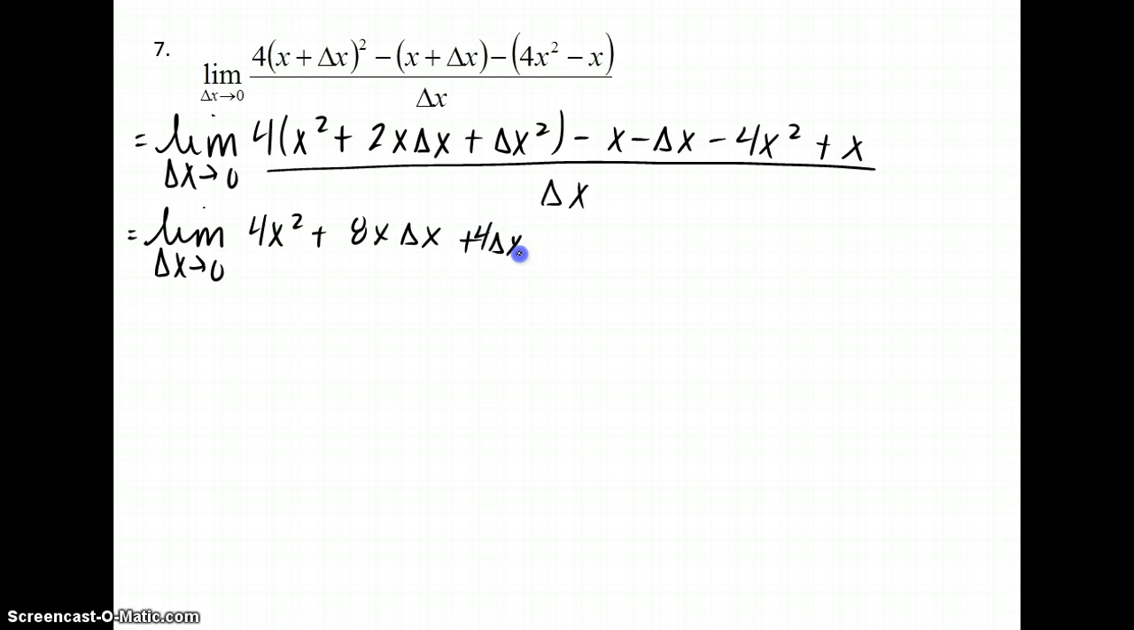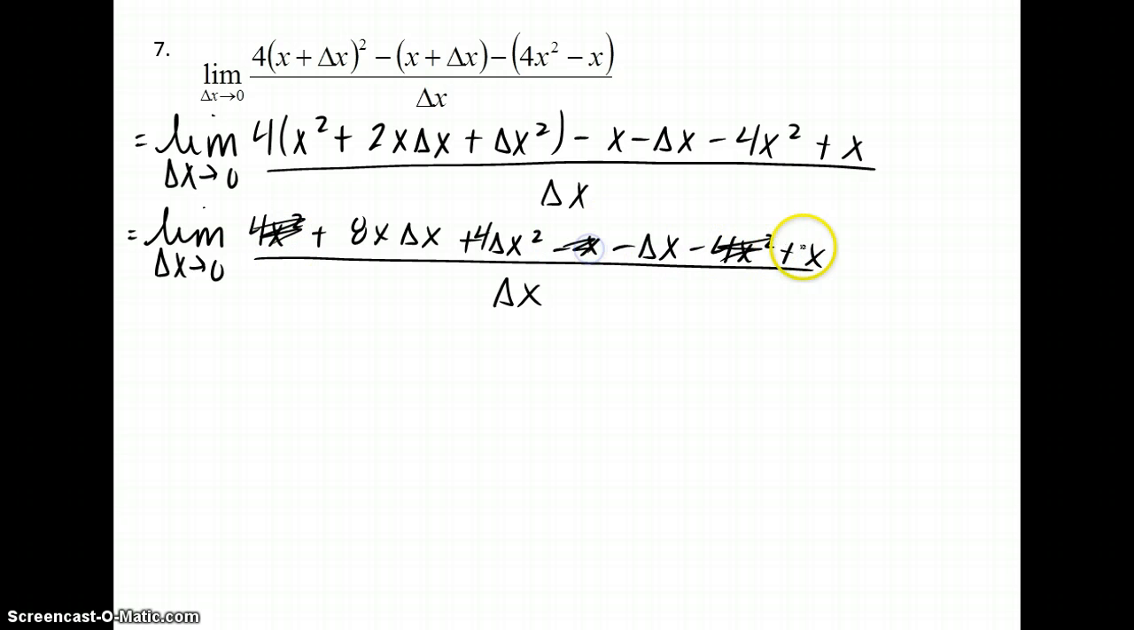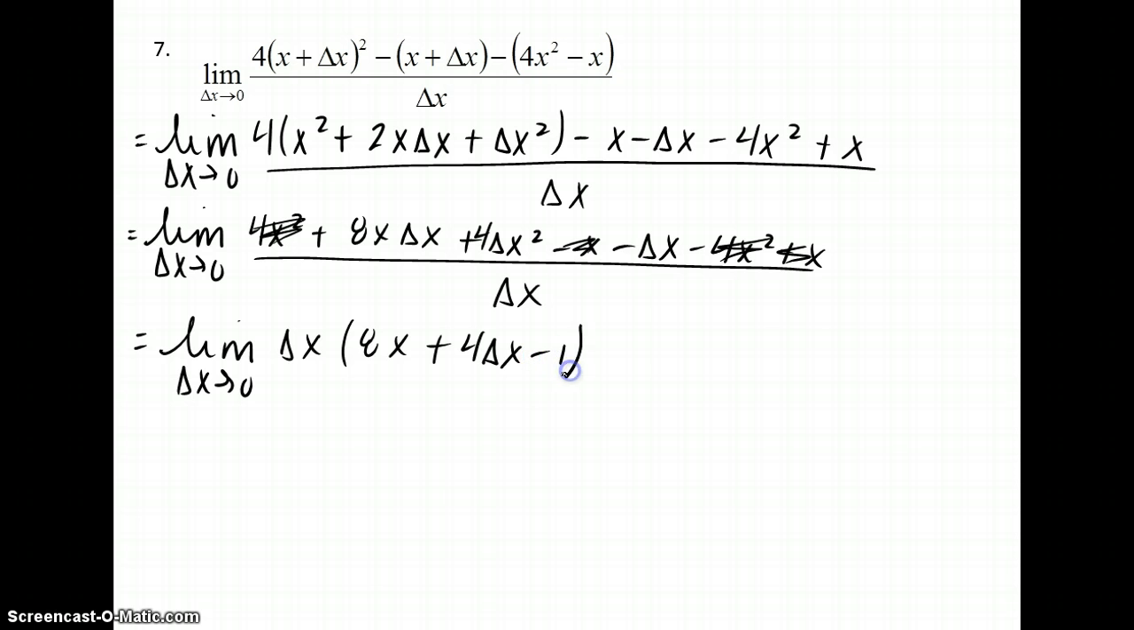Plus 4 delta x squared. Okay, and then in the numerator, the x terms cancel, and each term that we're left with, we can factor delta x out of those terms. We're left with 8x plus 4 delta x minus 1. Don't forget, anything divided by itself is 1, so we have to keep that minus 1 as part of our simplified function. Now the delta x's cancel.